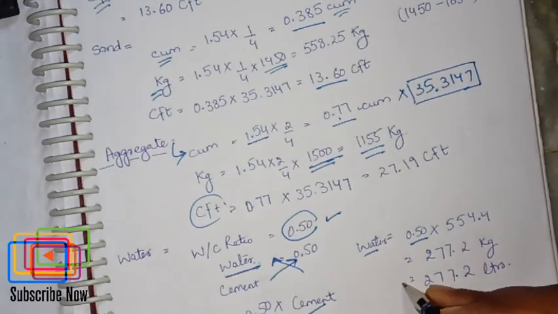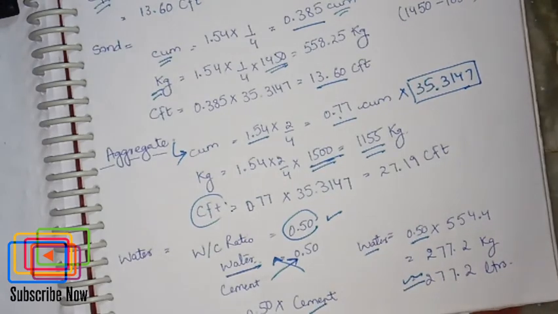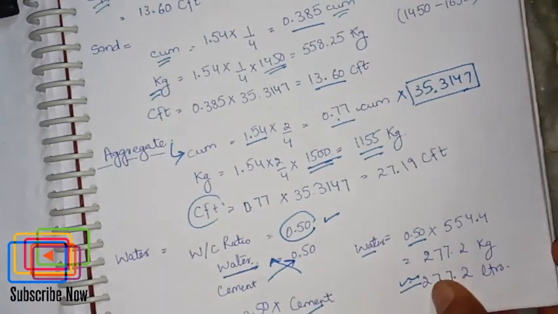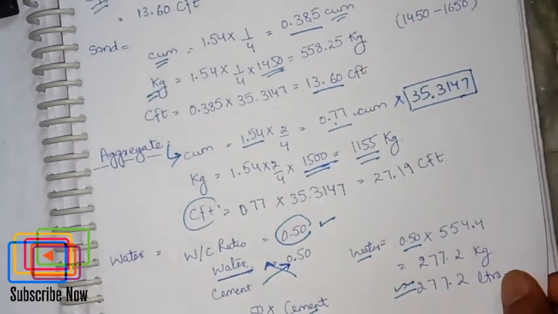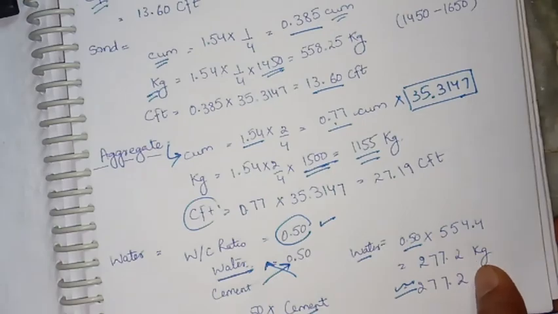So it means that 1 kg is equal to 1 liter, so it requires 277.2 liters of water. And so this is all about this video. Thank you guys.